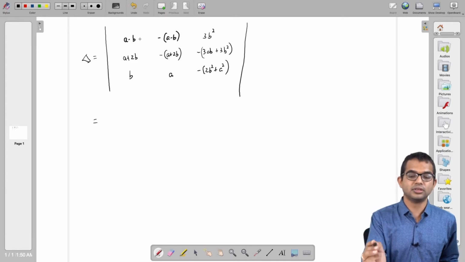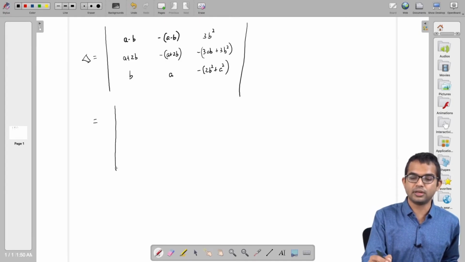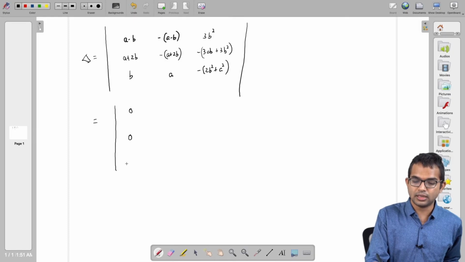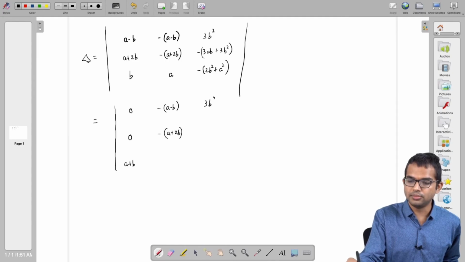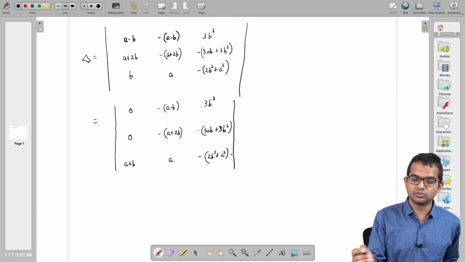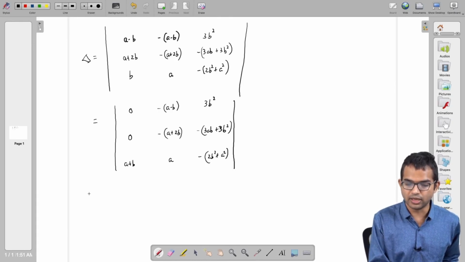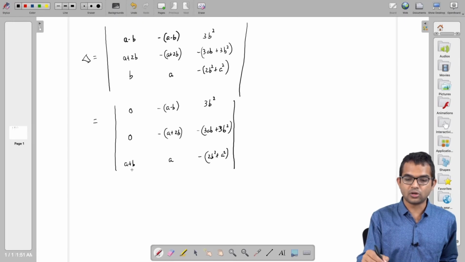If I add the two, then I'm going to get zeros, right? So zeros are good things to have when you're evaluating determinants. So if I add the second column to the first column, I have 0, then I have a plus b, then I have minus a minus b, minus a plus 2b, then I have 3b squared minus 3ab plus 3b squared, then I have a, then I have minus 2b squared plus a squared. So actually these last two quantities don't even matter.